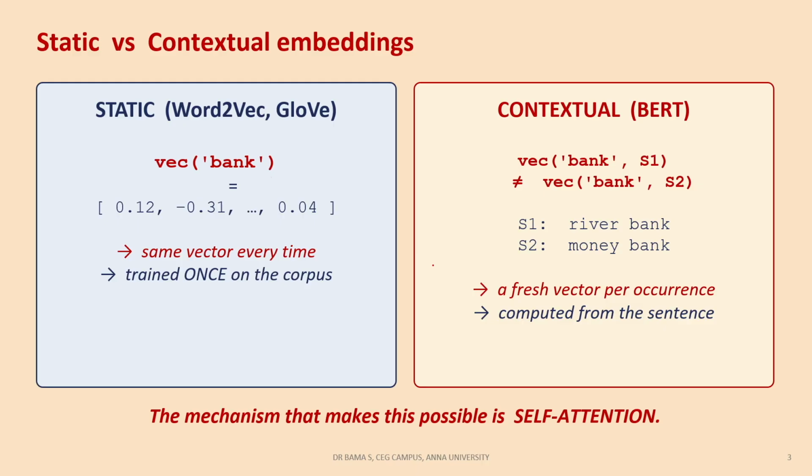When we come to BERT, which is the next topic, there will be two different vectors for bank: the river bank has one vector and the money bank has another vector. That is given by a mechanism called self attention. In this session we will do a small example of what self attention is and how it is calculated, and this is typically done in the BERT technique.